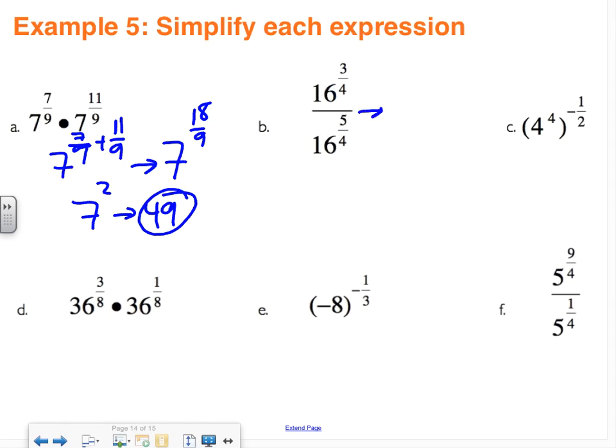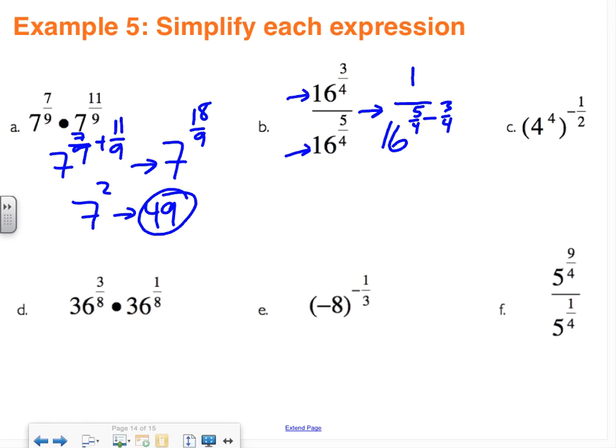So I'm going to rewrite this as 1 over 16 raised to the 5/4 power minus the exponent I'm moving, which is 3/4. I can do this because the 16s are the same. If the bases were different, I would not be able to combine those two directly. So I'm going to keep going.